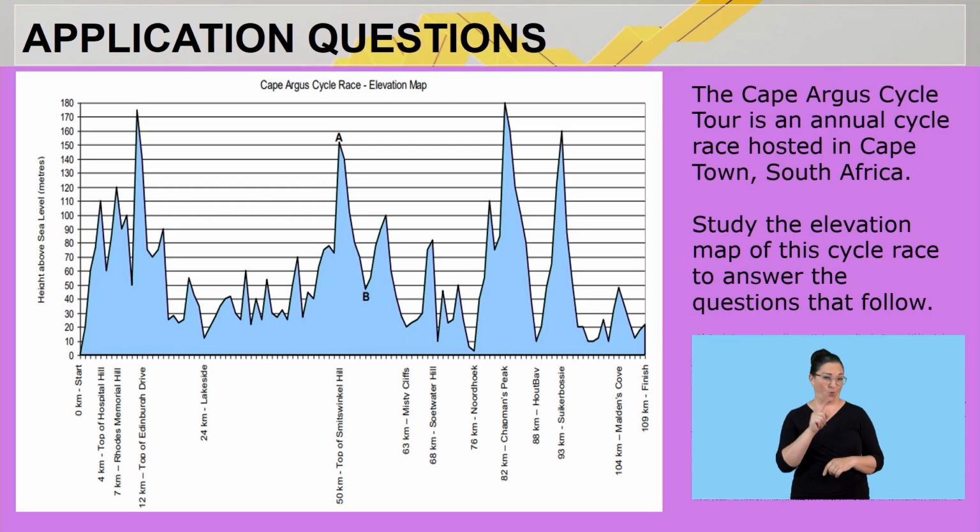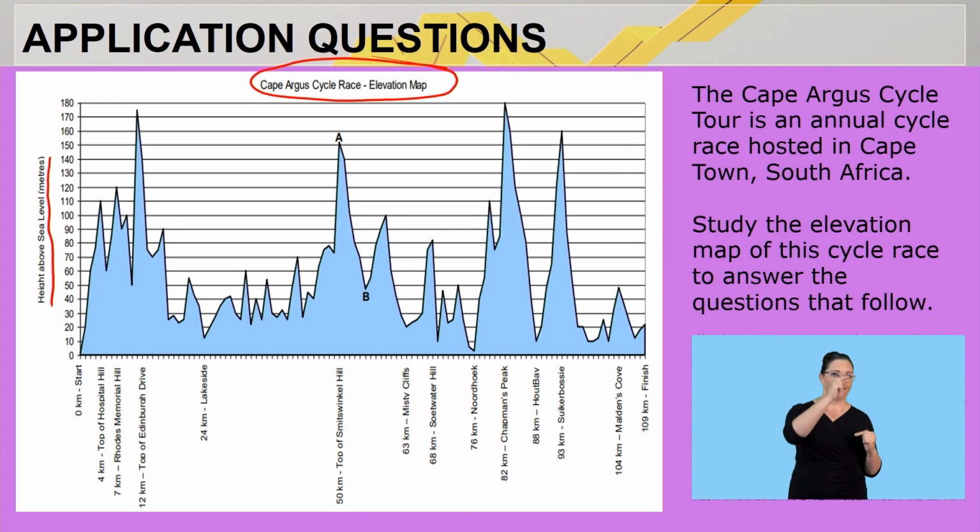Let's see what the map is all about. So here is the heading, right? The title says Cape Argus Cycle Race. It indicates here it's an elevation map. Here, on my y-axis, my dependent axis, I have the height above sea level. And again, that's indicated in meters.